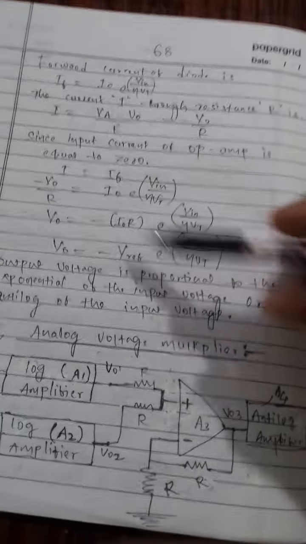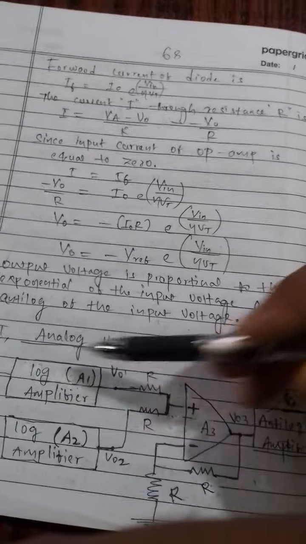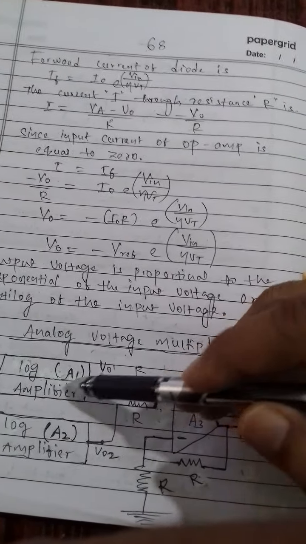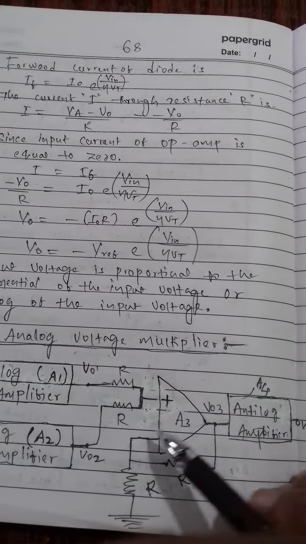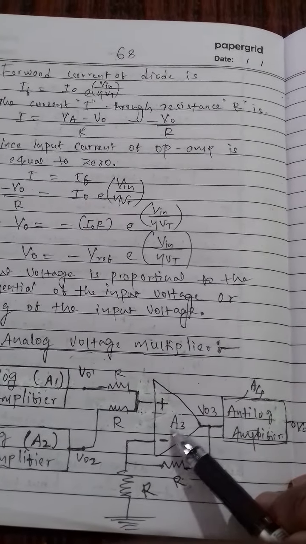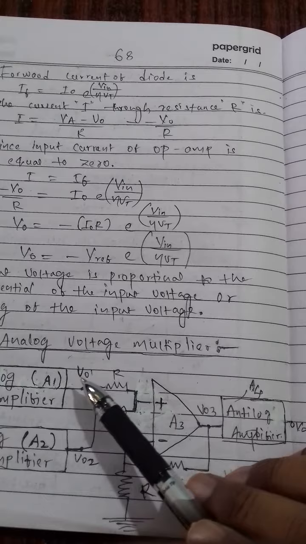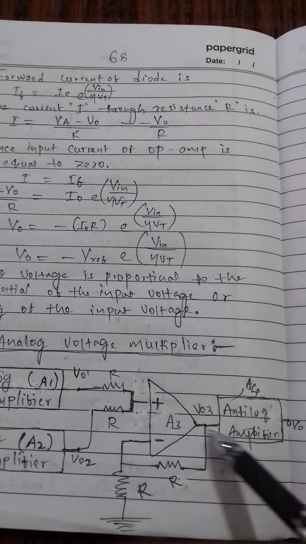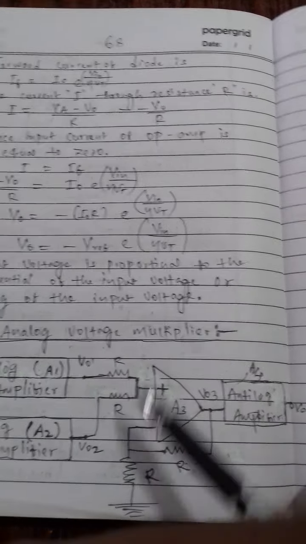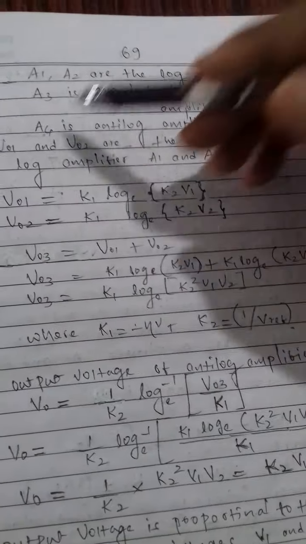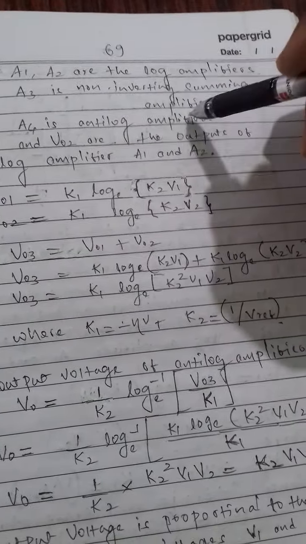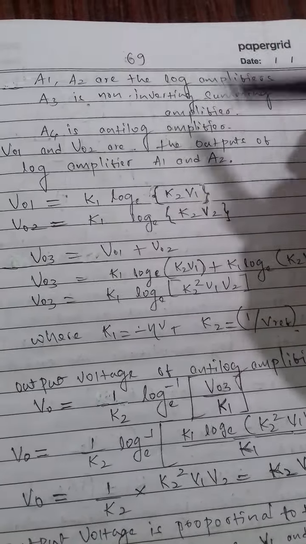So here, in the analog voltage multiplier, A1 and A2 are the log amplifiers, here A3 and here A4, with outputs VO1, VO2, VO3 and the final output voltage. A1 and A2 are the log amplifiers, A3 is the non-inverting summing amplifier, and A4 is the anti-log amplifier.